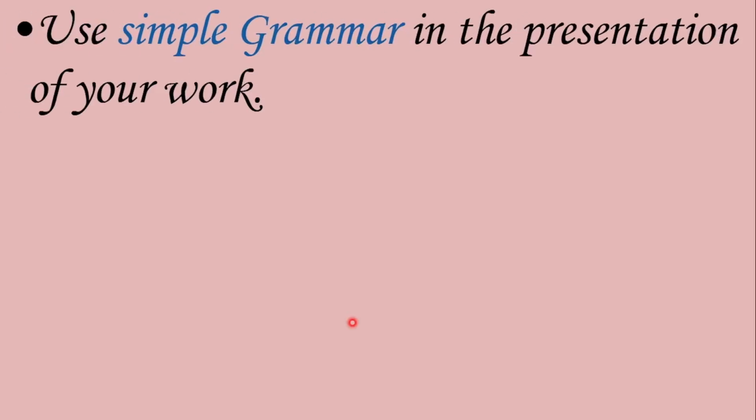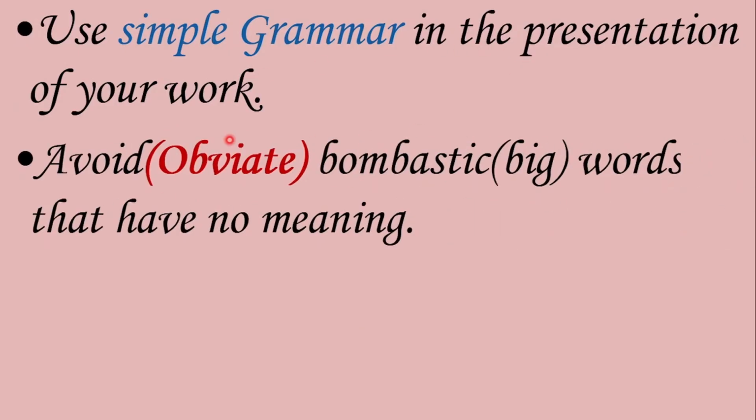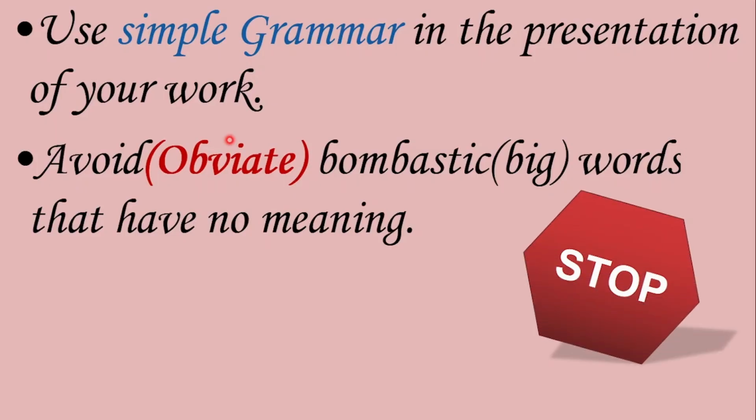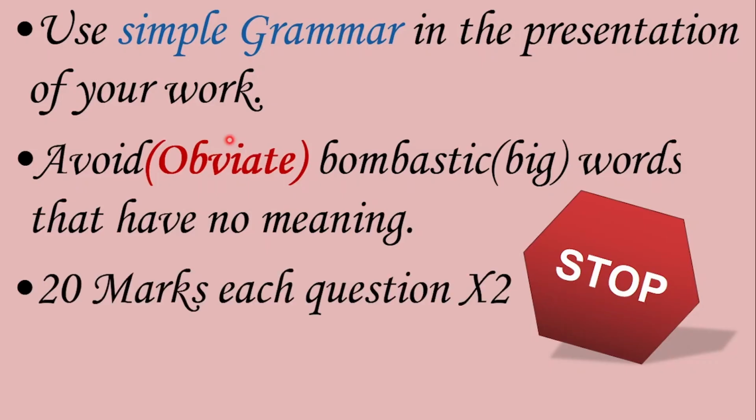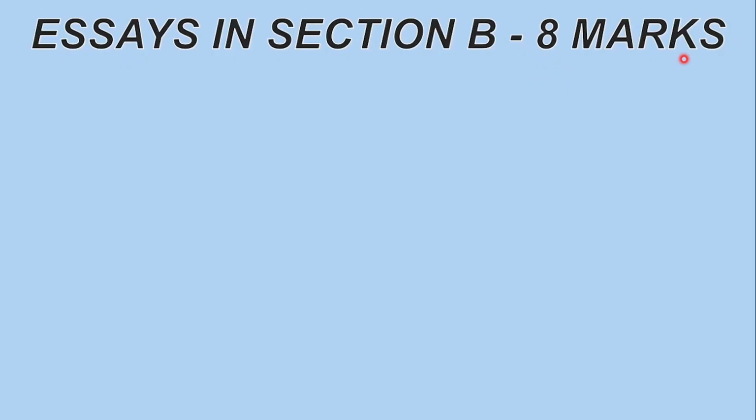Now, when you are writing your essay, make sure that you have simple grammar in the presentation of your work, and also you avoid obvious or bombastic big words that you want to use in your essay. Otherwise, you'll be penalized for that. We said each question carries 20 marks and there are two questions that we answer. So let's make sure that we follow the guidelines, and once we follow those guidelines, we're not going to have a problem and we'll get our 40 marks in section C. In section B, there are 8 marks for each question and we answer 5 questions. So 5 times 8 gives us 40 marks.